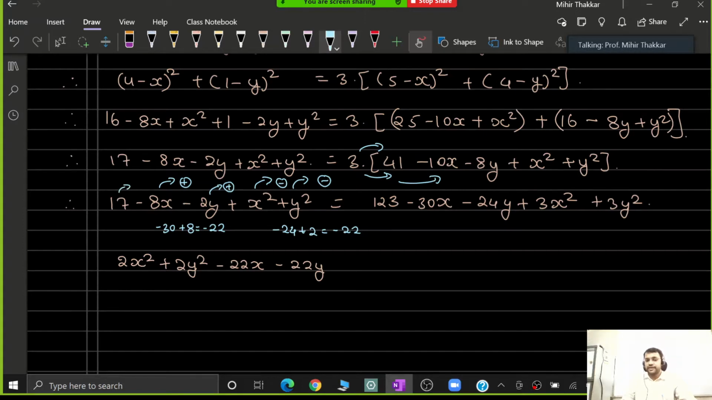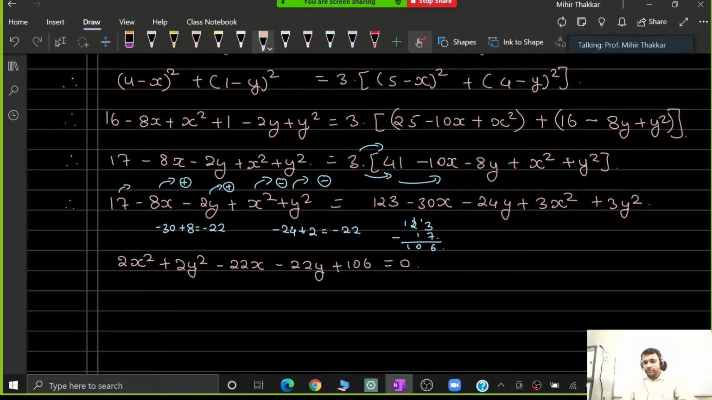And the last term that you are having over here is 123. 17 if I subtract on the opposite side, suppose if I take 123 minus 17, I have to be careful over here. This will become 106. Positive of course, because 123 is positive and 17 is negative. So this is equal to 0.